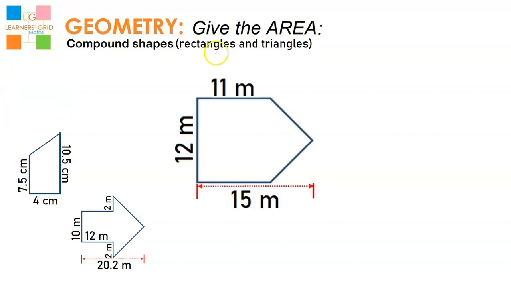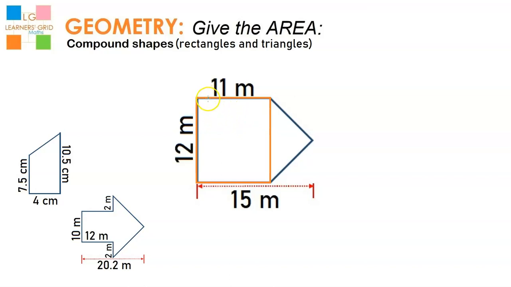Now, as you can see, we have a shape that's made up of two shapes, a rectangle here, and then we have a triangle which goes here. Okay, so two shapes that make up this one single shape. And the way we do it is we need to find the area of each of the smaller shapes first, and then we add them together.